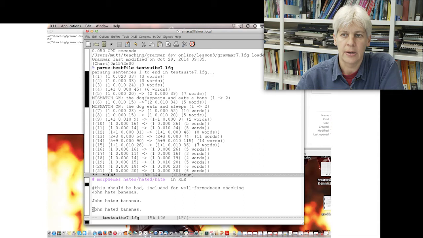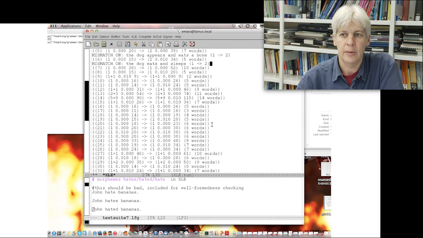The sentence is the dog appears and eats a bone. And what the system is telling us is that instead of 1 parse, we now have 2 parses. And the next sentence, same thing. The dog eats and sleeps. We have 2 parses instead of 1. So this is something we're going to have to look at in some detail. Let's scroll down and see if there are any other problems. Everything else looks pretty good here.